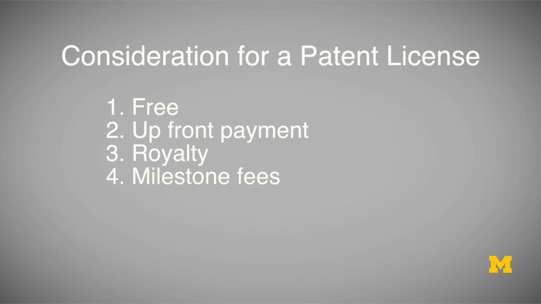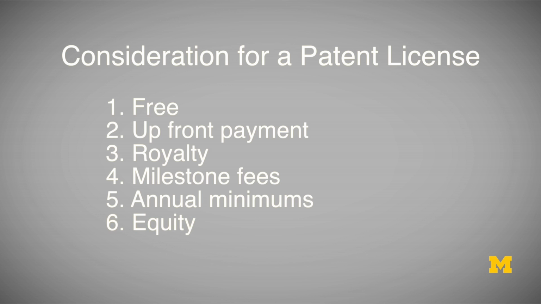You can set milestone fees. For example, when the licensee sells a certain number of products covered by your patent rights, they then owe a set fee. There can be annual minimums, which can be a good way to incentivize the licensee to try to sell as many products covered by your patent rights as possible, because at a minimum, they owe a certain amount of money back to the licensor. Sometimes the licensor can take equity. If the licensee is an early stage tech company, sometimes they don't have enough money to pay back to the licensor. So the licensor can take financial consideration in the form of equity in the licensee.